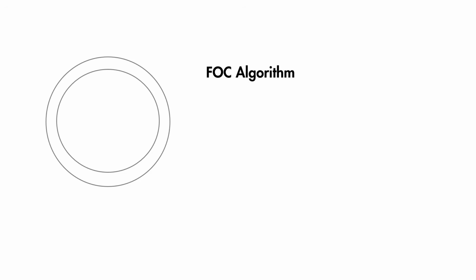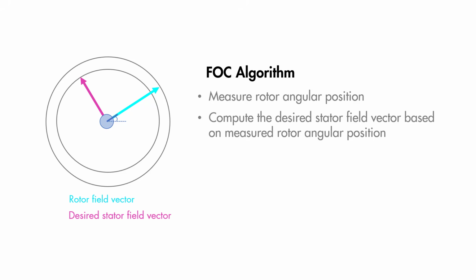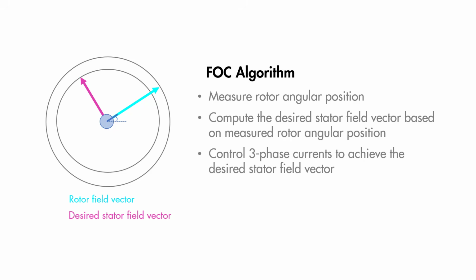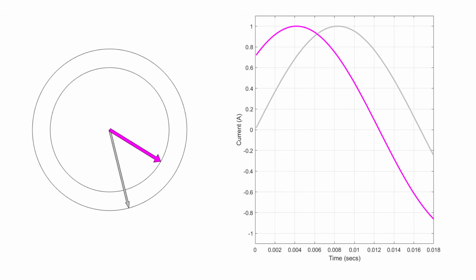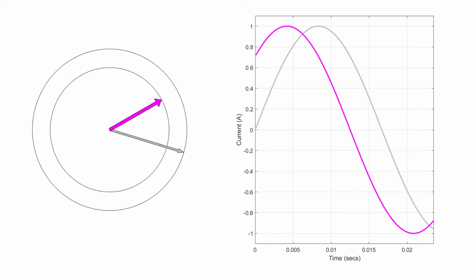The first thing we need to know or measure is the rotor position. Based on the measured rotor position, we determine the desired orientation of the stator field vector, which needs to be orthogonal to the rotor field. The rest of the algorithm is about manipulating the three-phase currents in such a way that they result in this desired stator field vector.